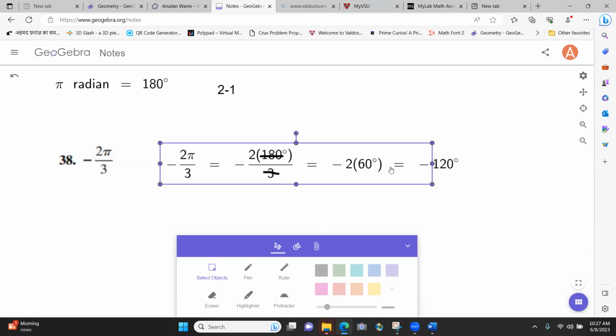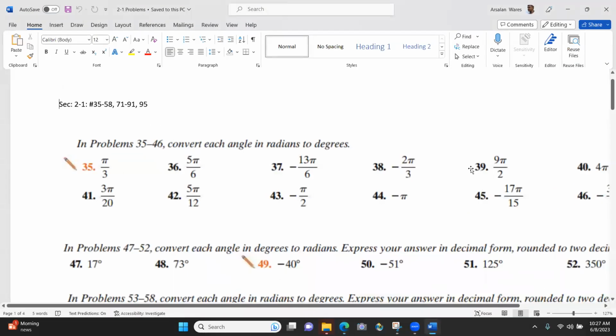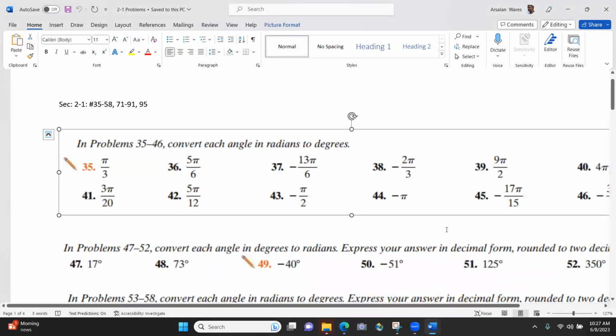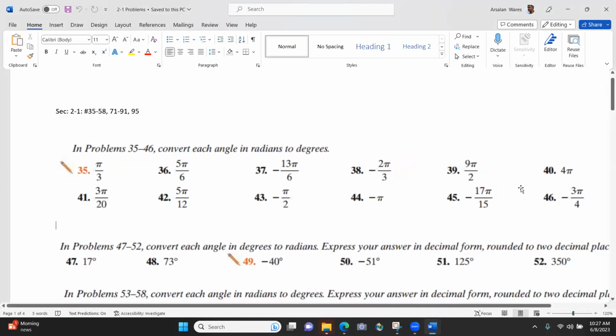You should be able to do all the other problems in this section. There's not a whole lot to it, except for wherever you see pi, you replace it with 180, because pi radian is equal to 180 degrees. Okay, guys? Let's do a couple more. So you really shouldn't have trouble with these problems. I don't see why you would. All of these, just replace pi with 180 degrees and solve.